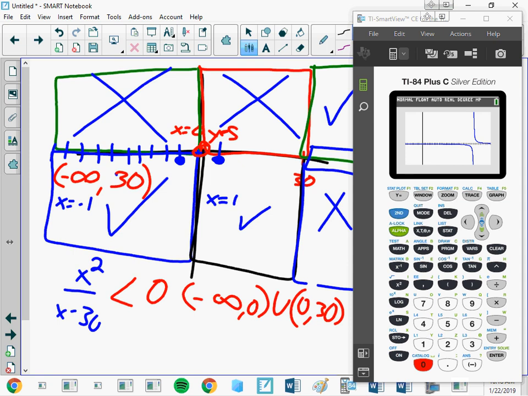Number 2, do you need help with that? When do we have domain restrictions? There are only 2 ways to restrict the domain: denominator equals 0, or square rooting a negative. Do we need to worry about square rooting a negative? No, there are no square roots.